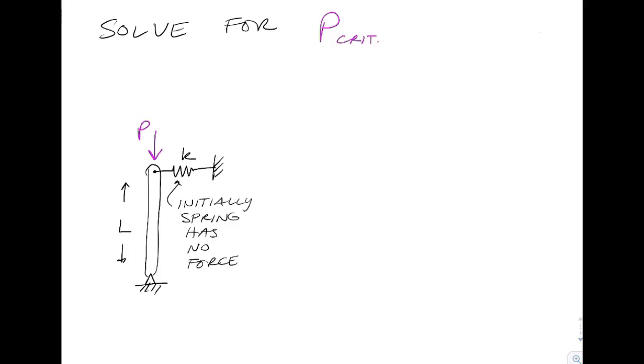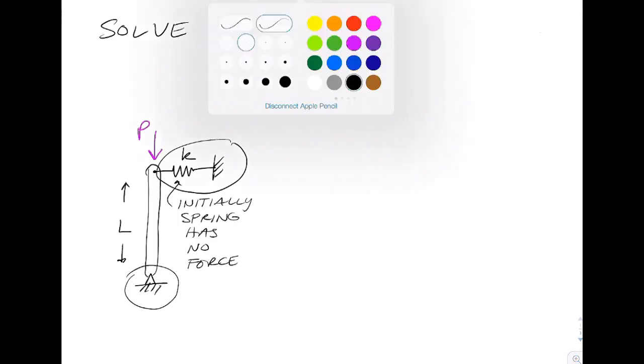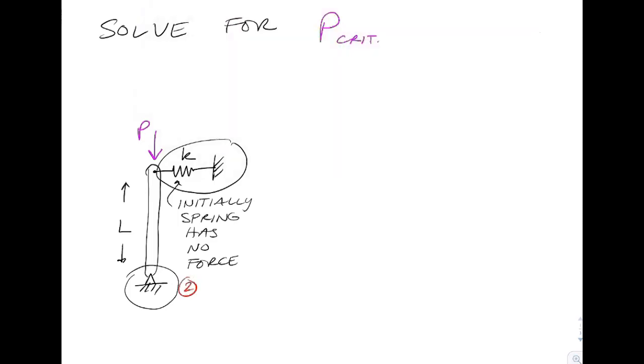So starting with a very simple rigid link system, we have a link of length L. It happens to be pinned at the bottom. The top support has some flexibility. We're going to model that with a translational spring with stiffness K, and a load P is applied in compression at the top of the link. So the system is determinate in terms of support forces, 2, 1, although we have some flexibility.